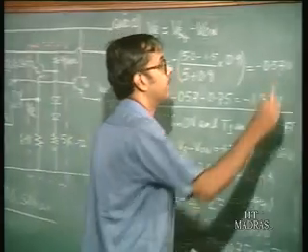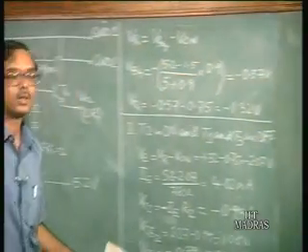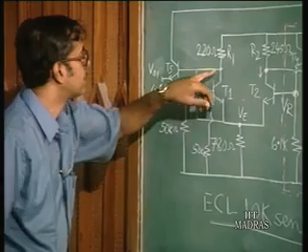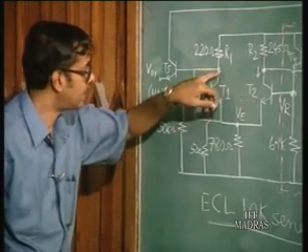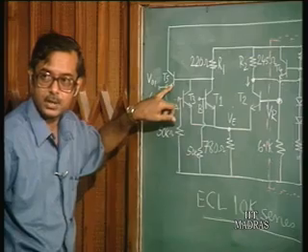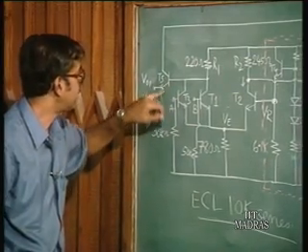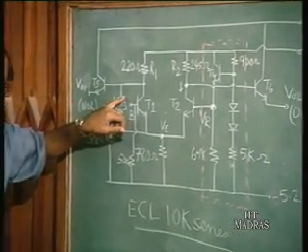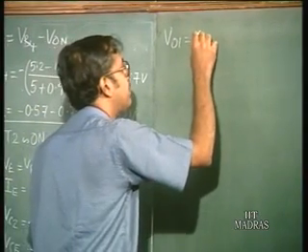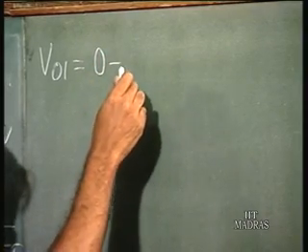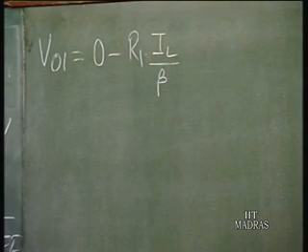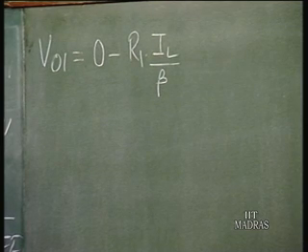And what is the output at VO1? VO1 is the output here. Now there is no current flowing normally, that is basically IC1 is 0. There may be a current flowing which is the base current of T5. That is going to be the emitter current of T5 divided by beta plus 1. So it is basically going to be 0 minus R1 times the load current divided by beta. So that depends on the load current.